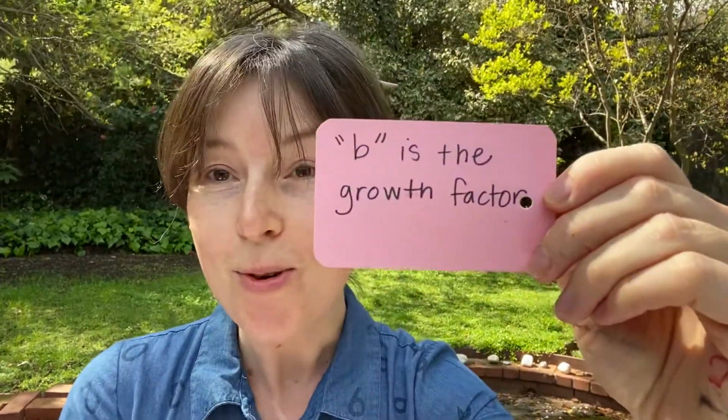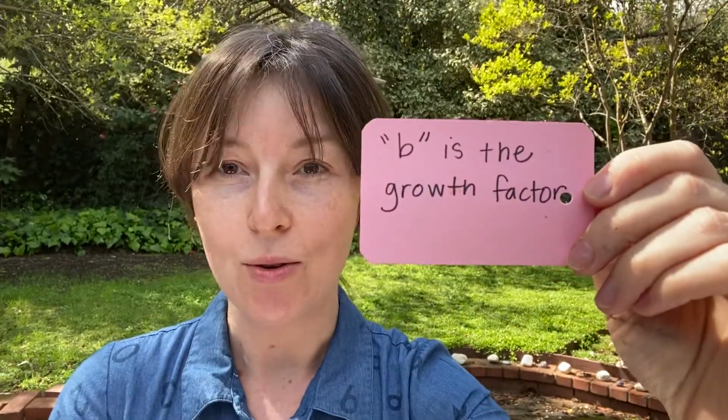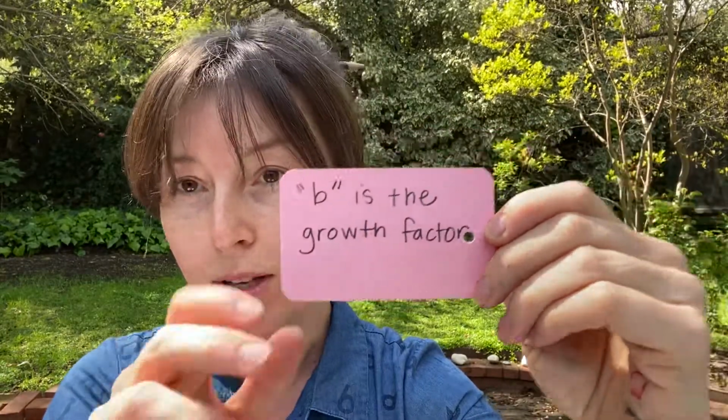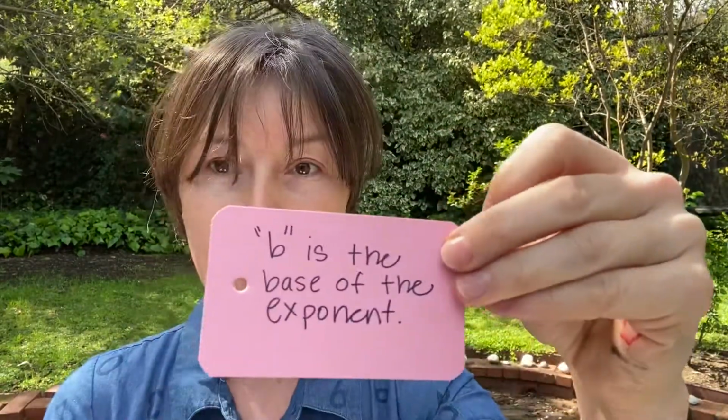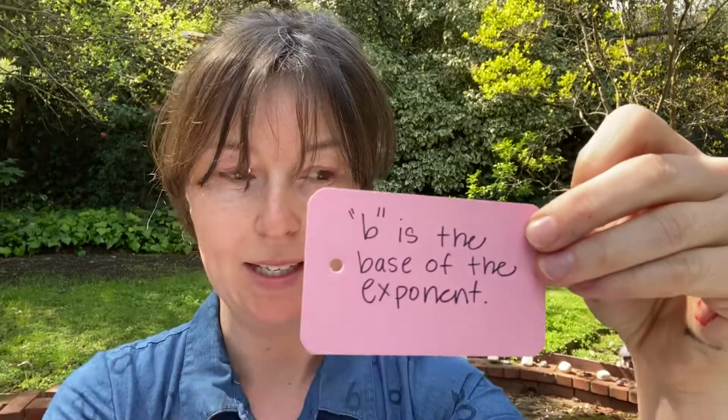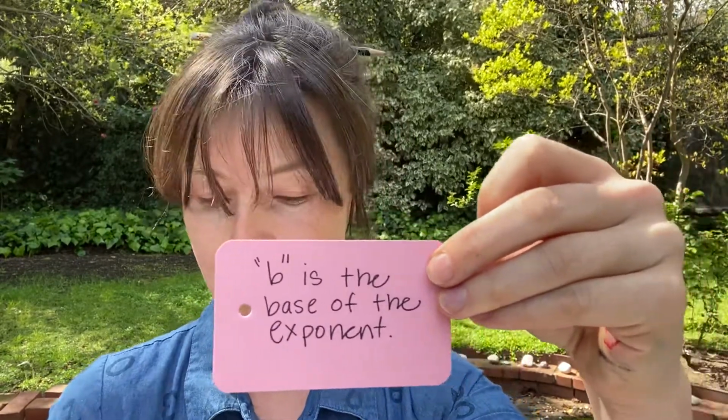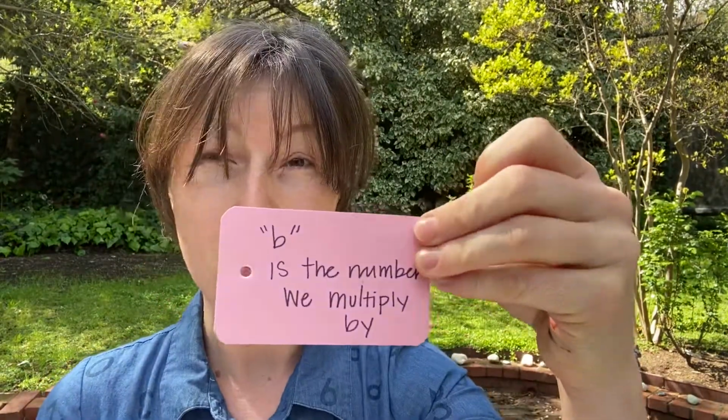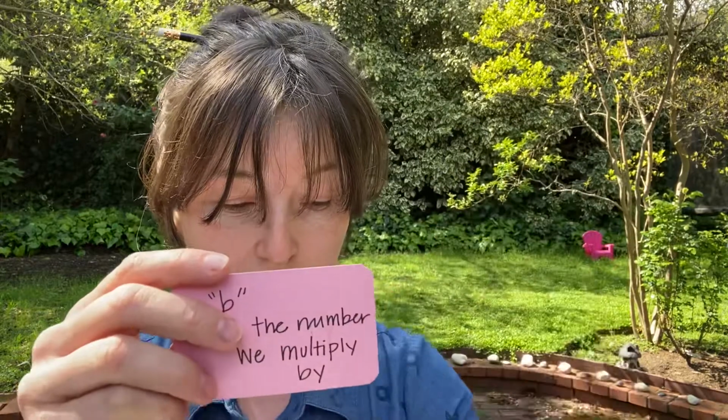And b is the growth factor. That's the number that we always multiply by, because b is the base of the exponent. B is the base of the exponent. B is the number that we multiply by.